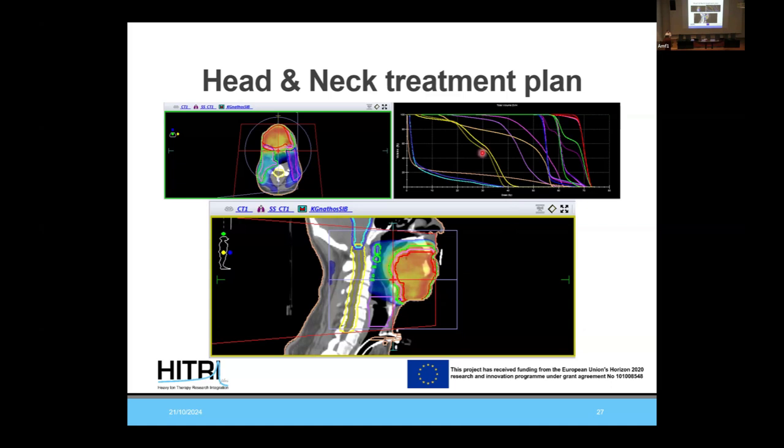Here is the dose volume histogram. What you can see, so many lines, okay. But here is the PTV, the red one. So here is the curve of the PTV, the red one. I always want to see the score of the PTV.